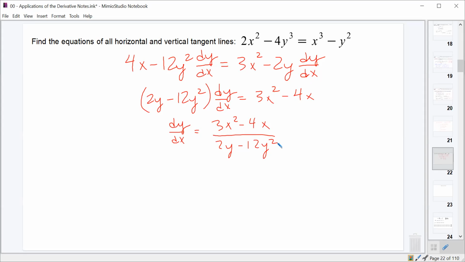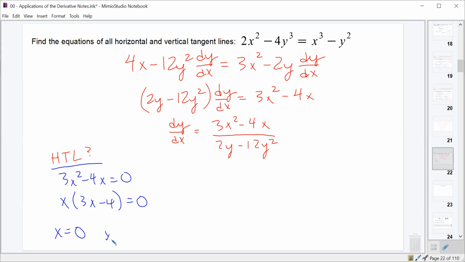In order to figure out when this might have horizontal tangent lines, we'll just set our numerator, 3x squared minus 4x, equal to 0. We'll factor out an x, and we'll use the zero product property to get x equals 0 and x equals 4/3 as possibilities. And to figure out when this might have vertical tangent lines, we'll just set the denominator of this thing equal to 0.